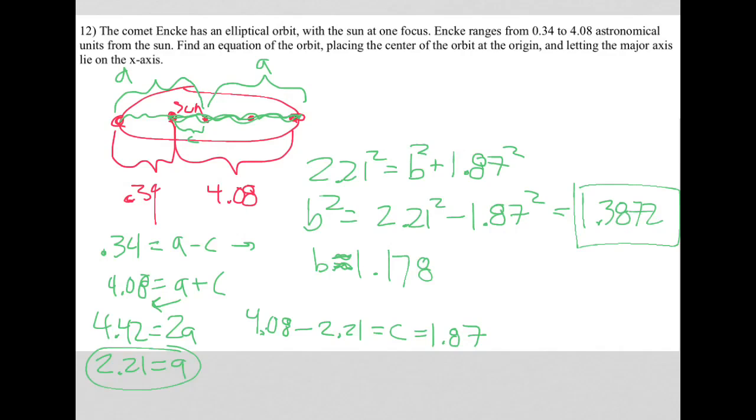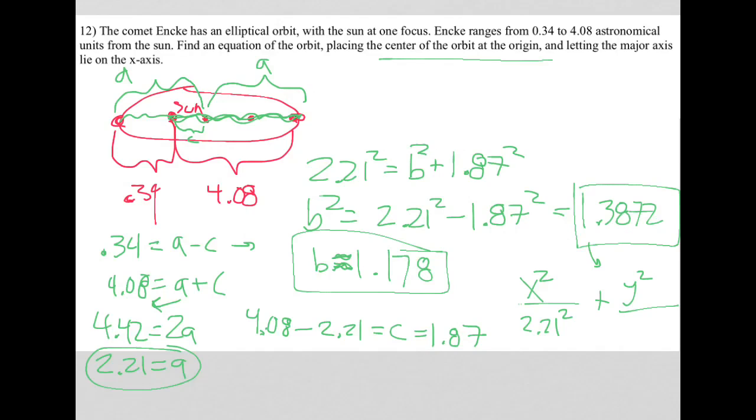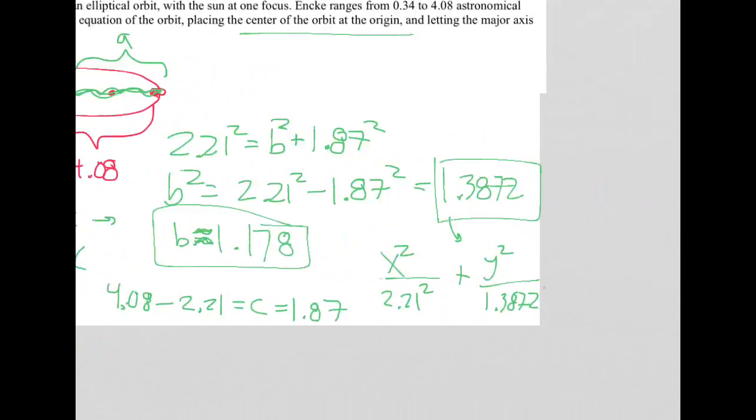So let's go ahead and write our equation just like the last one. The center is going to be at the origin, and the major axis is going to be on the x-axis. So we're going to do x squared over a squared, so 2.21 squared, plus y squared over b squared. And since I had to round that decimal for b, I'm going to actually use this form right here and just put 1.3872 right on the bottom there. And this is an ellipse, so equals 1.